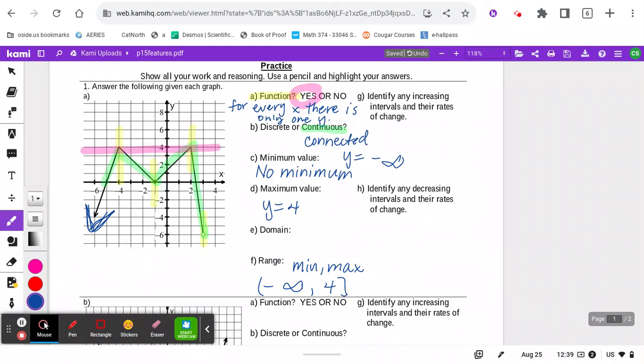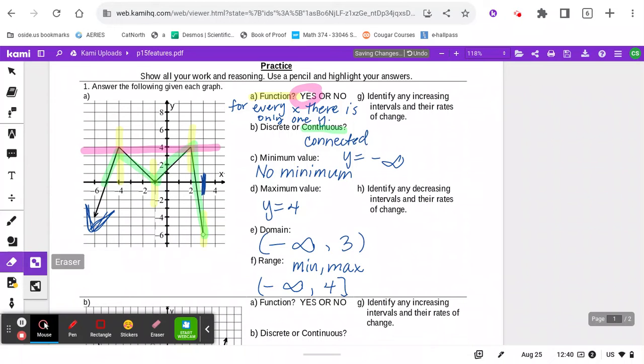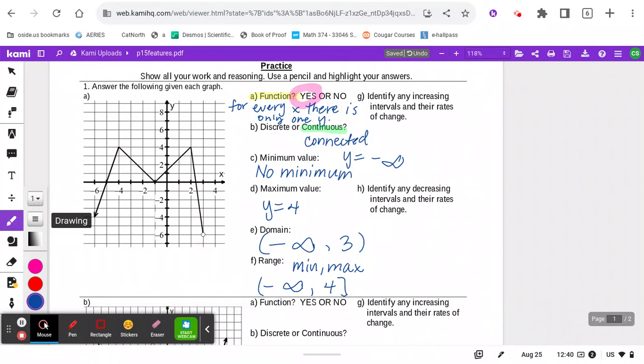Okay, next, domain is left to right. Domain goes from negative infinity all the way on the left up until 3, right there. But both are going to be open brackets because of the infinity and because of the open dot at the end there. So open, open, not included.